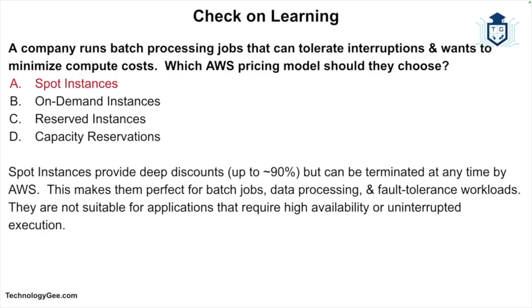And the correct answer is spot instances. So spot instances provide deep discounts of up to 90%, but can be terminated at any time by AWS. This makes them perfect for batch jobs, data processing, and fault tolerant workloads. However, they are not suitable for applications that require high availability or uninterrupted execution.